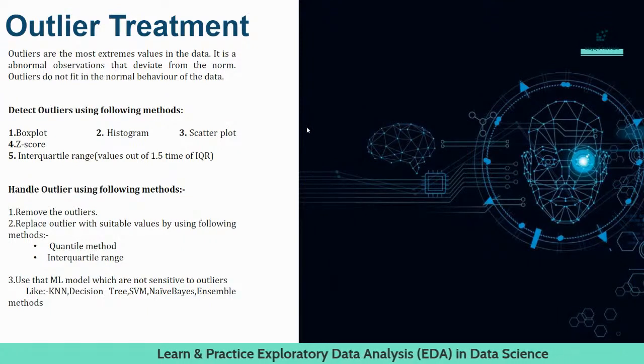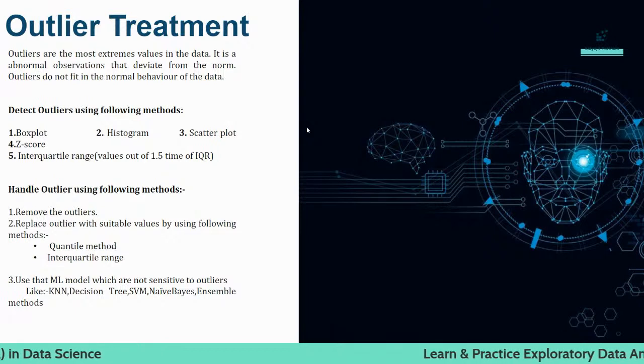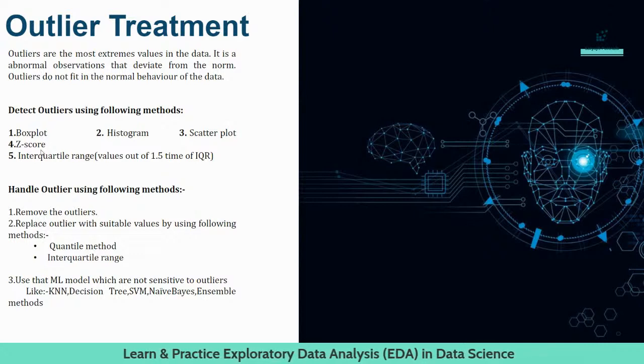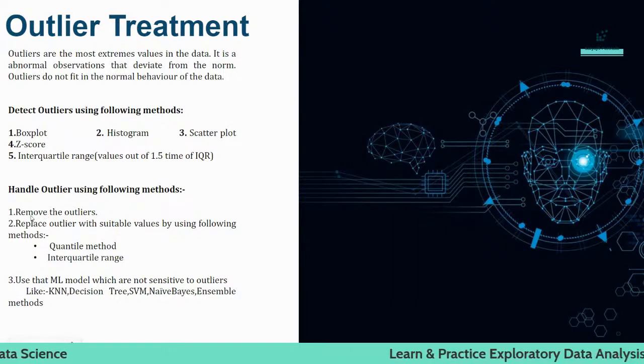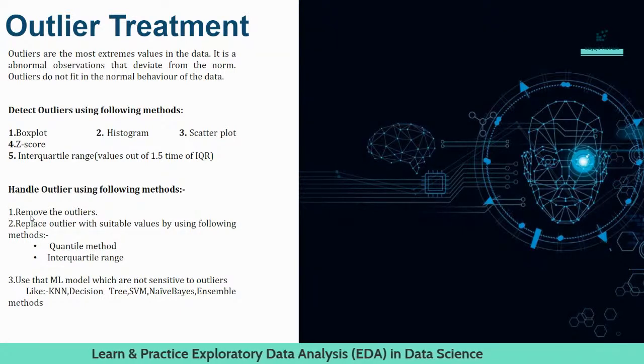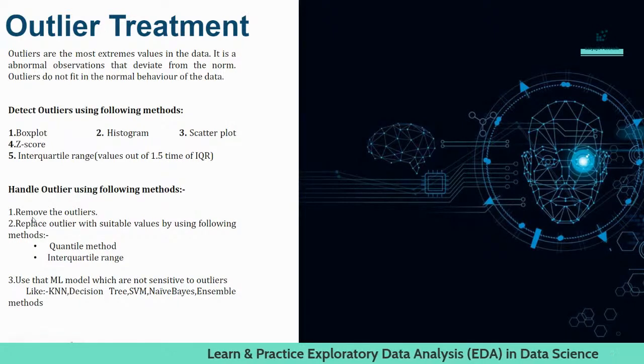But the general concepts, let's try to understand those. Detecting anomalies and outliers can be done using the following methods: box plots, histograms, scatter plots, and z-scores. Z-scores means the standardization technique, and the IQR, the interquartile range, as well. How to handle outliers? There are multiple ways to handle outliers. You can either remove them, or you can replace them with mean values or median values, or some quartile methods or interquartile ranges, or you can probably use some machine learning models which are not sensitive to outliers. So there are multiple ways to deal with it.